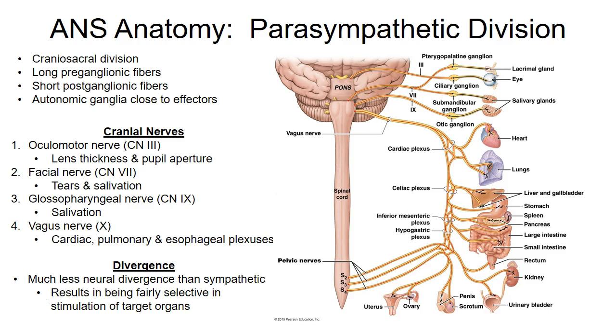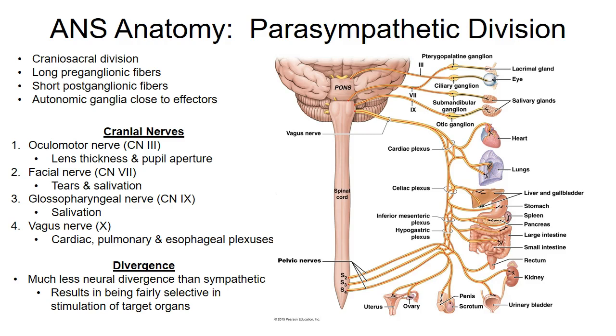And so here, when we talk about divergence, the parasympathetic is less divergent than the sympathetic, which means that it's much more localized. Okay, meaning that here, we're almost to the target. It's not going to spread out and go to a whole bunch of other targets. It's going to be very localized compared to the sympathetic.